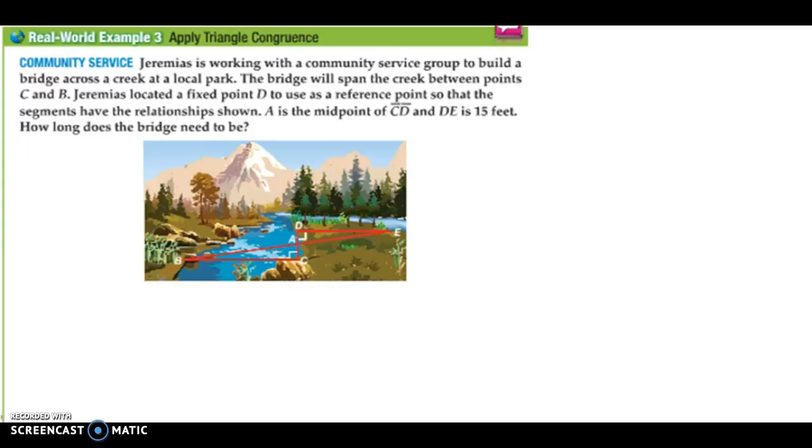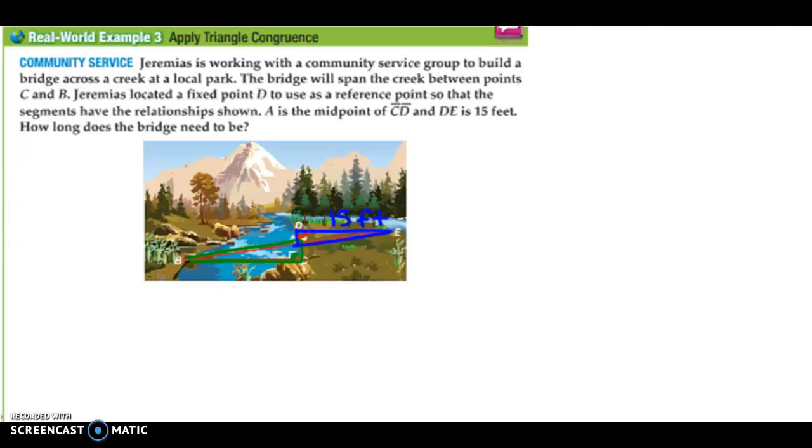Alright, so first I'm going to see that angle B here is the same as angle C. If we can prove that this triangle right here is the same as this triangle right here, then if this is 15 feet, this side right here is going to also have to be 15 feet. But we need to prove that the triangles are congruent.